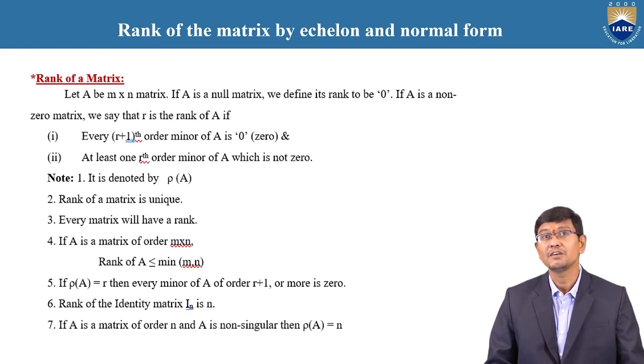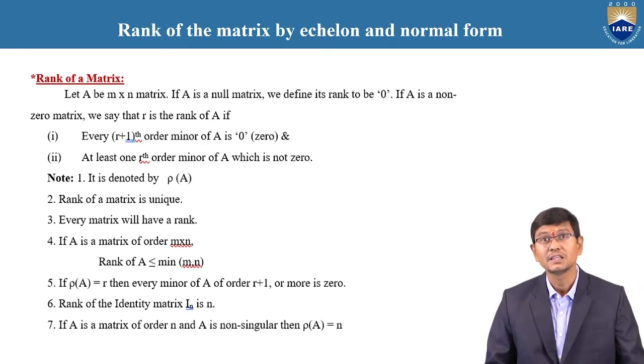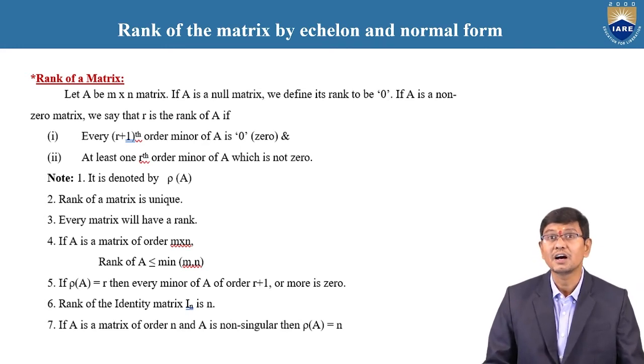If A is an m by n matrix and A is a null matrix, then we define its rank as 0. If A is a non-zero matrix, then depending on the given matrix, there are two conditions. One is that every minor of order r plus 1 of A is 0, and also at least one minor of order r of A is not equal to 0. Based on this, we need to understand the following note points.